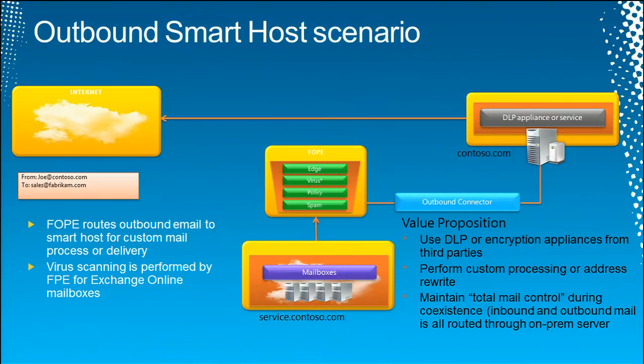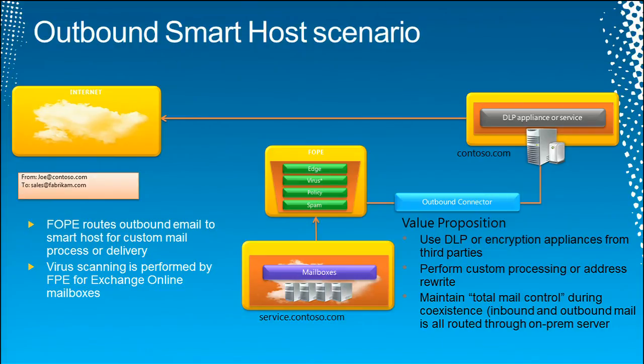So in this example, we have a DLP appliance on the right-hand side that I want all my outbound mail to go through. So FOPI will route all that outbound mail to that custom mail system for processing and then delivery. So it'll still do virus scanning, spam scanning, everything else inside of FOPI, and then you can route all of your outbound mail to that outbound source.